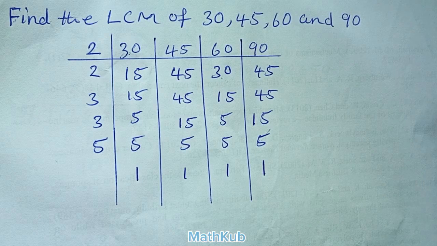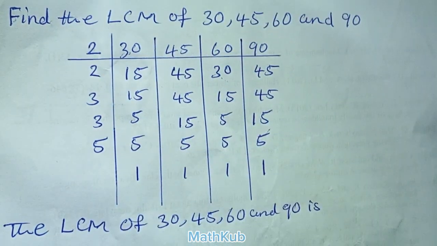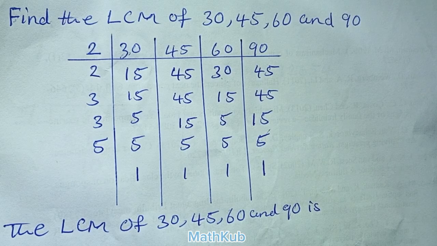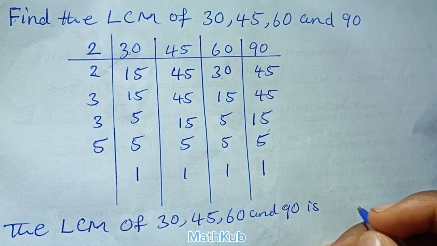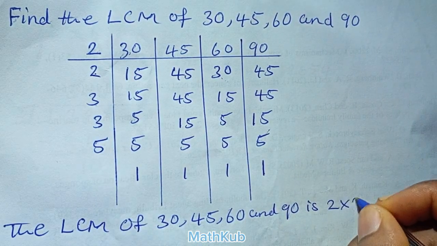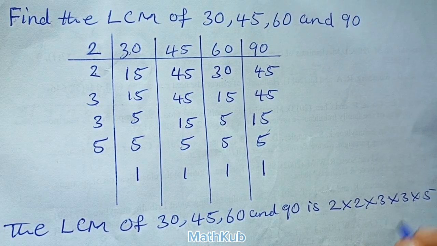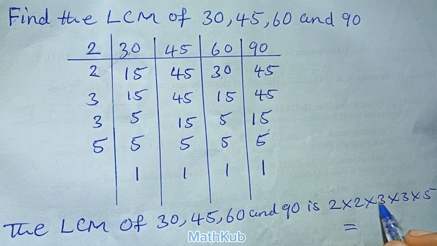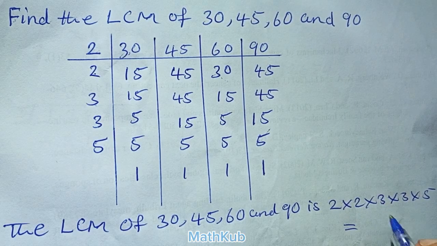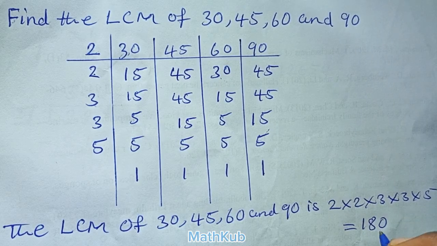So what does that mean? The LCM of 30, 45, 60 and 90 is 2 times 2 times 3 times 3 times 5, which is equal to 2 times 2, 4, times 3, 12, 12 times 3, 36, 36 times 5, 180.